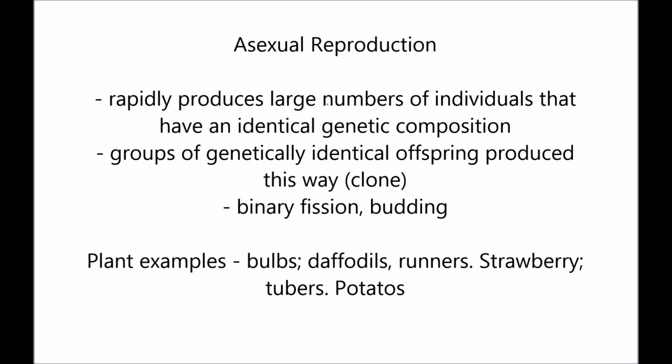Asexual reproduction. This rapidly produces large numbers of individuals that have an identical genetic composition. Groups of genetically identical offspring produced in this way are called a clone. Such asexual reproductions are binary fission and budding. Plants that do this use bulbs such as daffodils, runners such as strawberries, and tubers such as potatoes.